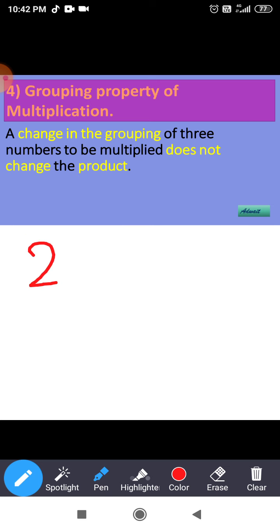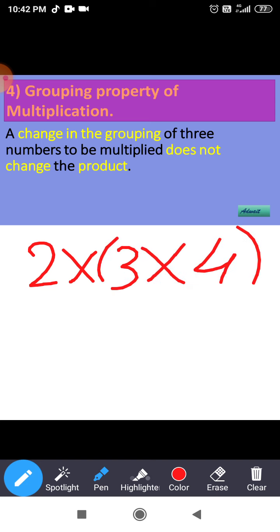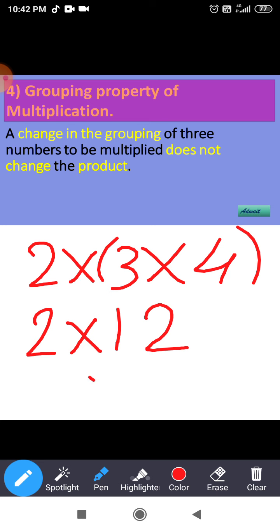Now again I'll take the same numbers, but this time I will change the group. I will make the group of 3 and 4. So 2 will be multiplied by 3 fours are 12. How much am I going to get? Again 12 twos are 24 only. Clear? So I have made different groups, but I am getting the same answer.